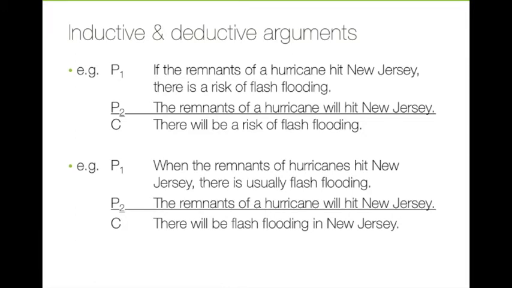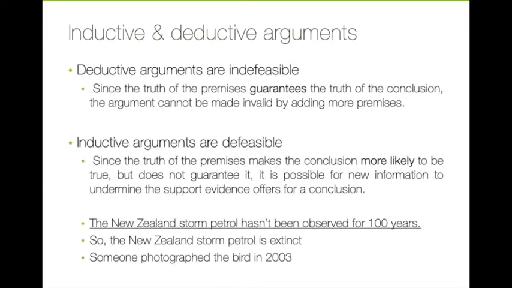By contrast, in our second inductive argument, the argument is reasoning on what's usually the case. The conclusion is more likely to be true given the premises, and even very likely to be true given those premises. But it's possible that even if the generalization in premise 1 is true, and the remnants of a hurricane hit, it could be that the weather remains relatively mild and there's no flash flooding.